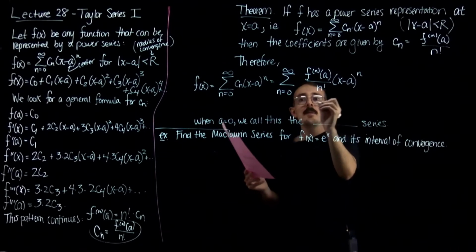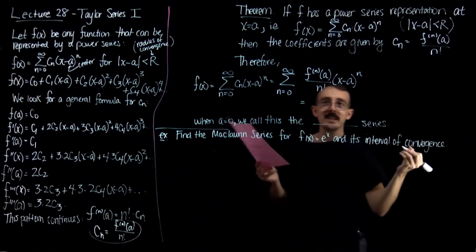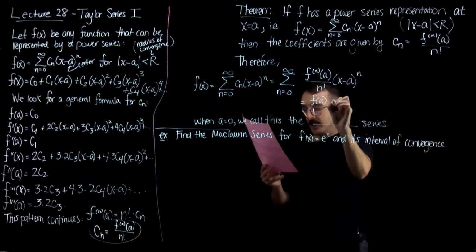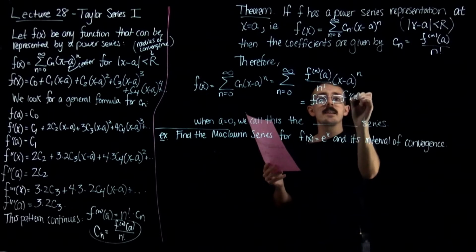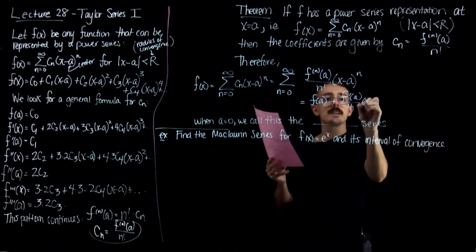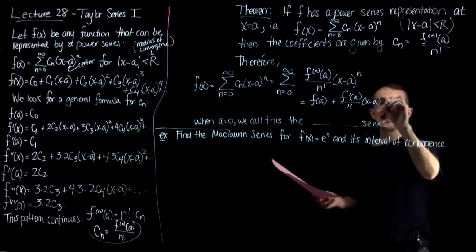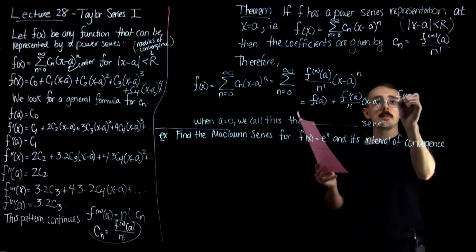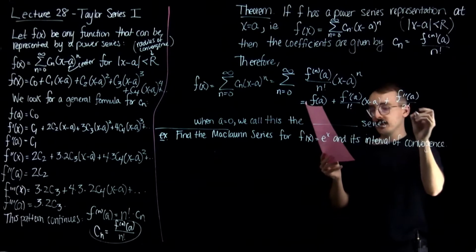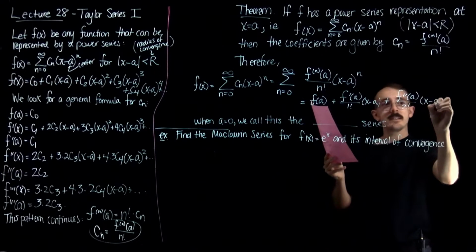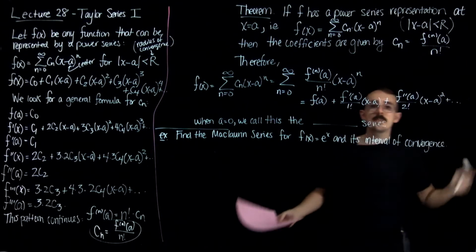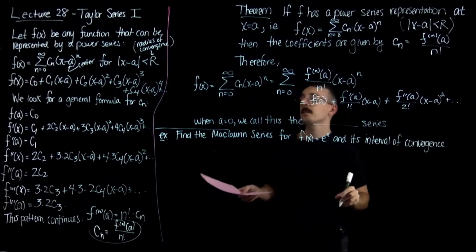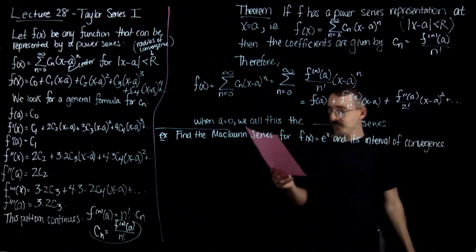But then if you write out the first few terms of this, for example, if you plug in 0, you would get f of a plus the first derivative at a over 1 factorial times (x minus a) to the first power. And you could continue this. You could plug in n equals 2, and you would get f double prime at a over 2 factorial times (x minus a) to the second power. And this just continues. So this is what the power series representation looks like if you expand it out a bit.